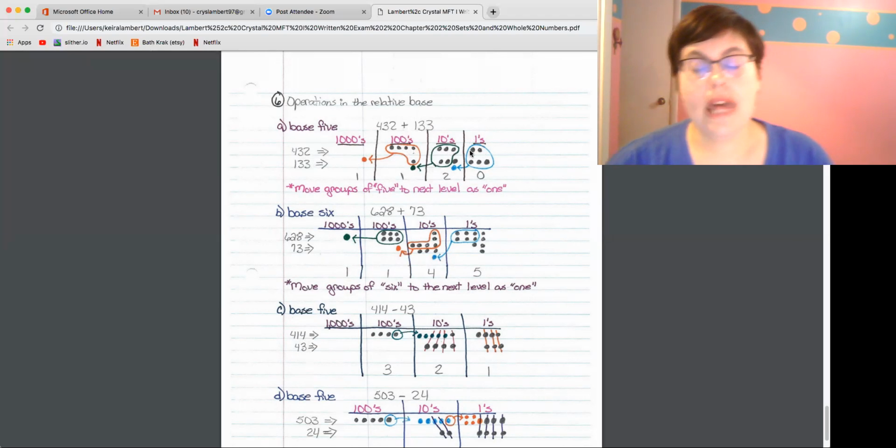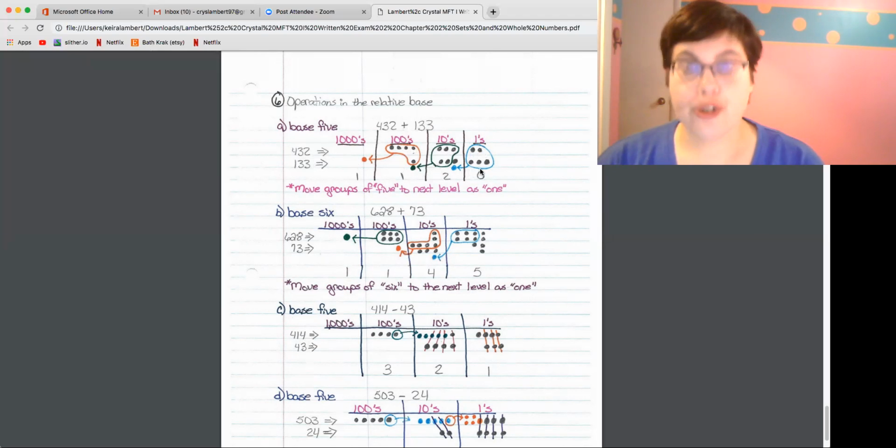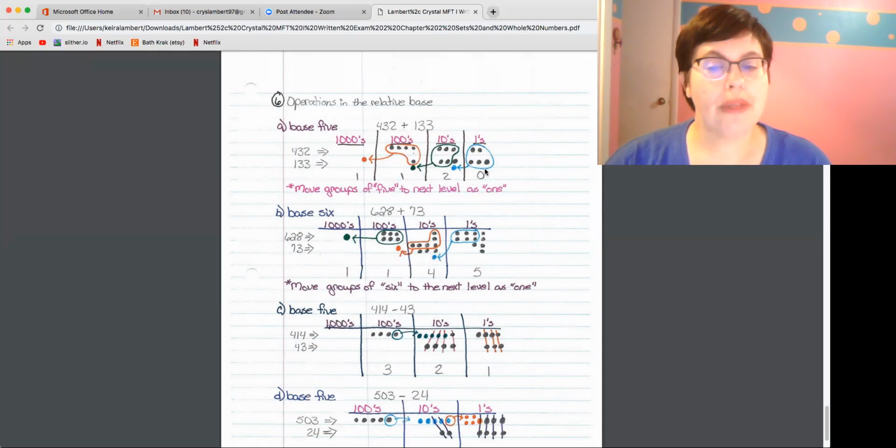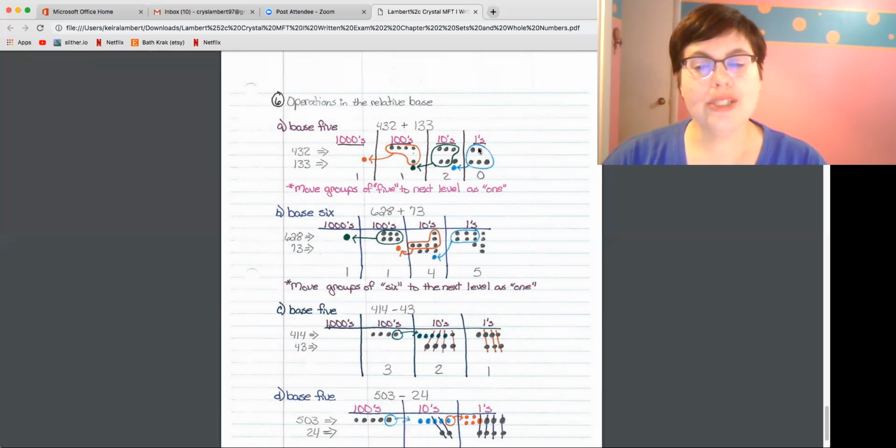So now imagine this without the circles. So at this step, you should just have dots. Well, what you're going to see on your paper are 5 dots in the ones place. We're going to group those 5 dots together because what we know is in this base 5, if we have a group of 5 or more, we need to group 5 together and move it as 1 unit to the higher level.